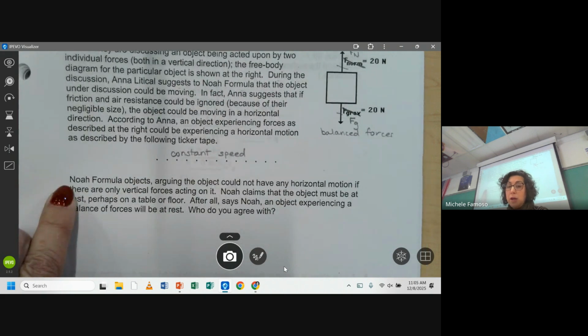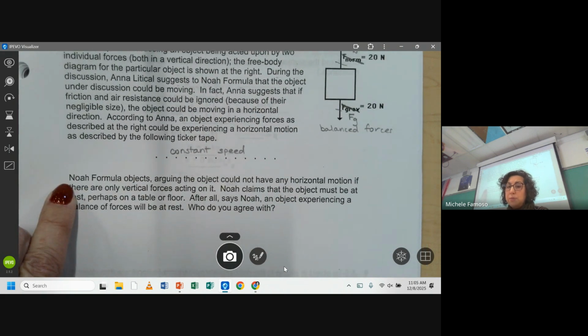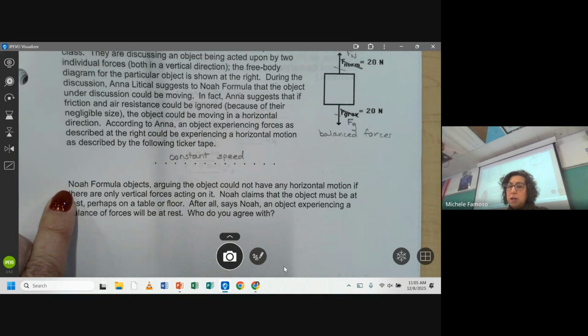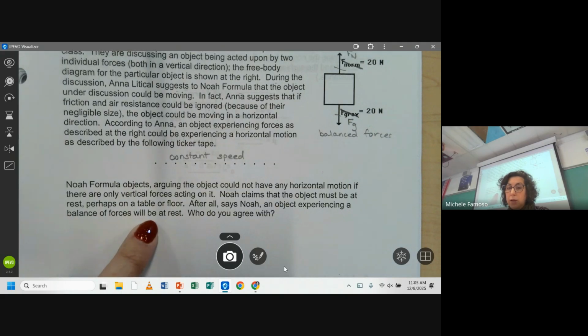So Noah Formula objects. He argues that the object could not have any horizontal motion if there are only vertical forces acting on it. Noah claims that an object must be at rest, like on a table or a floor. After all, says Noah, an object that has a balance of forces will be at rest. Who do you agree with?